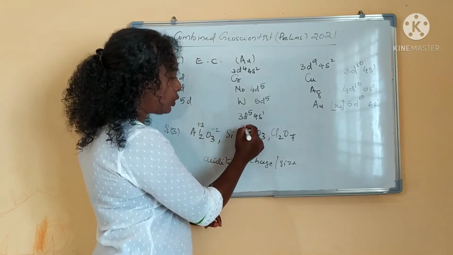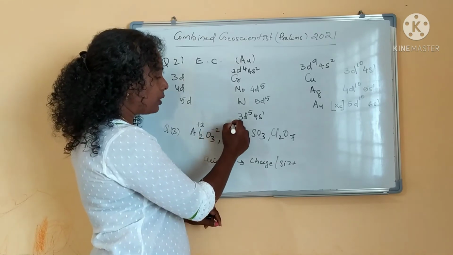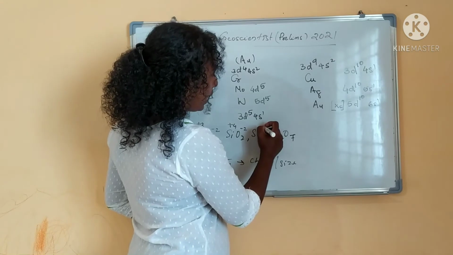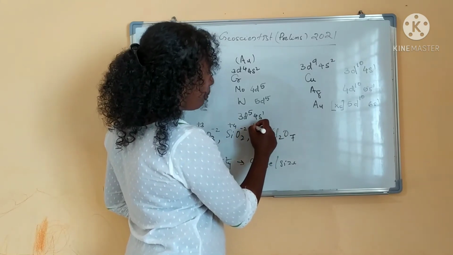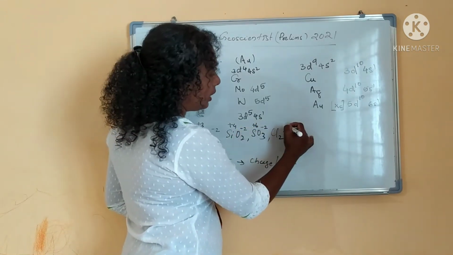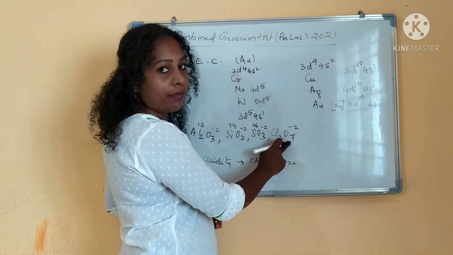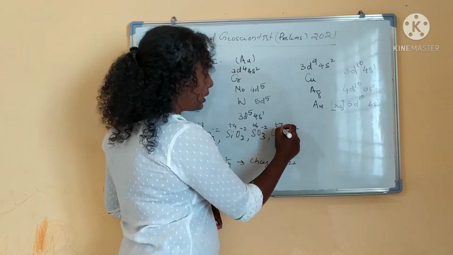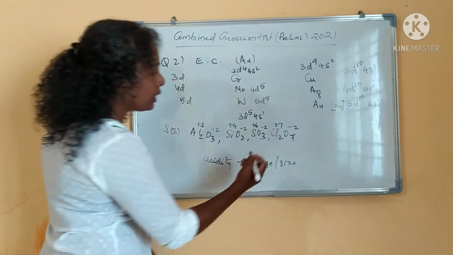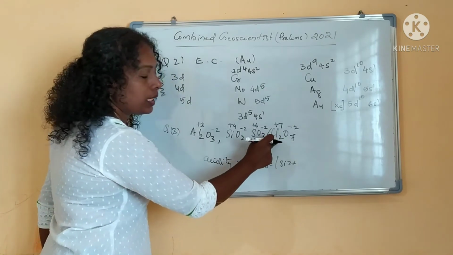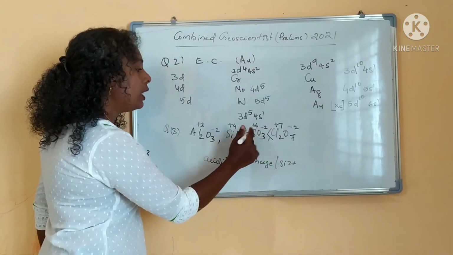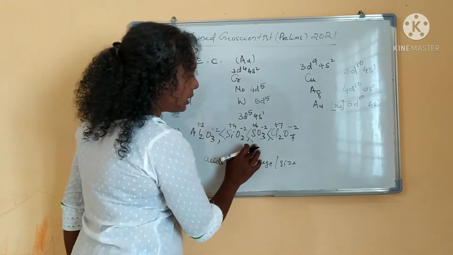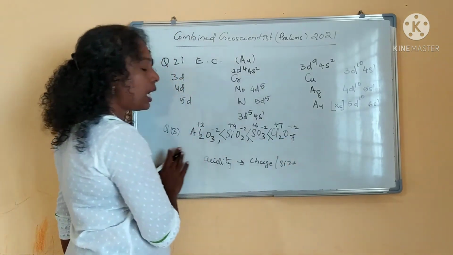In SiO2, it will be -2 for oxygen, so silicon is in the +4 oxidation state. In SO3, it will be the +6 oxidation state. In Cl2O7, oxygen is always -2, 7 into 2 is 14, so chlorine must also total 14, so +7 oxidation state. Which one has the highest oxidation state? This cation has +7, then +6, +4 and +3. So this is your answer, the order of increasing acidity.